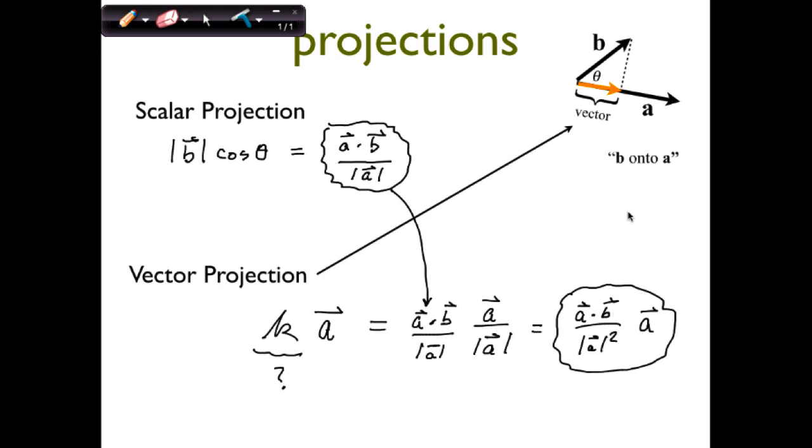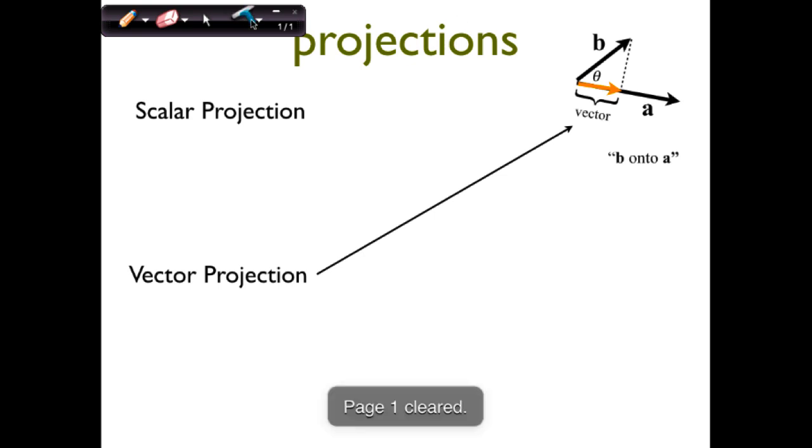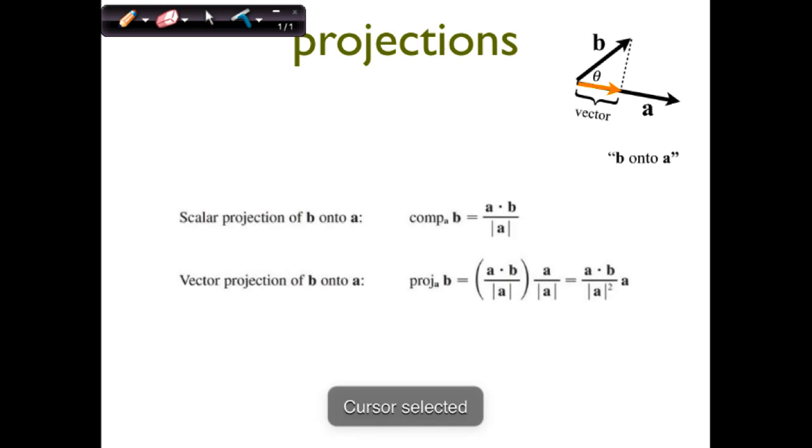Okay, questions on that? So let's summarize the formulas here. So the scalar projection of B onto A, this is what you'll see for the notation. Component of B onto A. That's that. That's the scalar projection. And then the vector projection is projection B onto A. Exactly what we said.